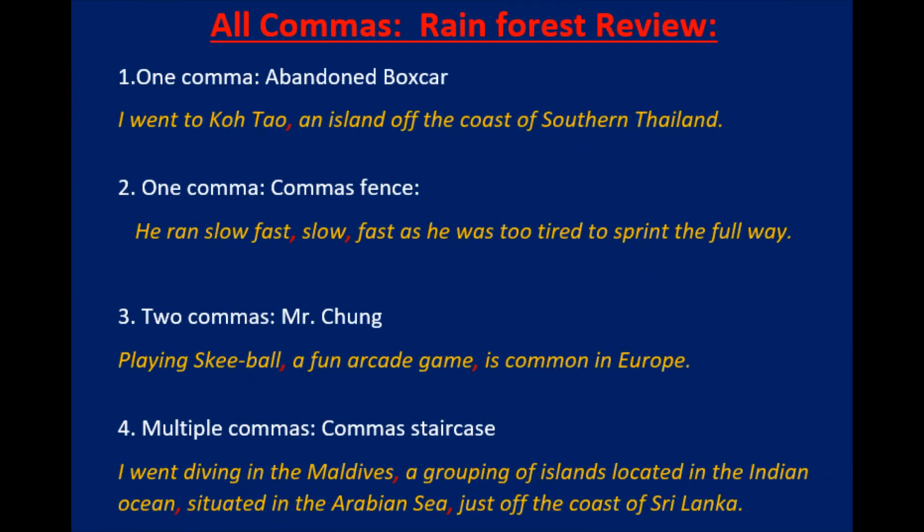Let's review all the commas. First thing that you're going to see is one comma in the form of the abandoned boxcar. It's an independent clause, a comma, and then a dependent clause, which is going to give you a definition-like clause of the word that precedes it, the word right before it. Let's go ahead and take a look at our sentence.